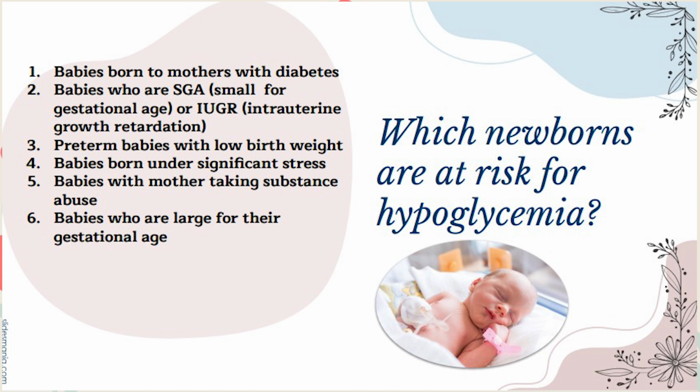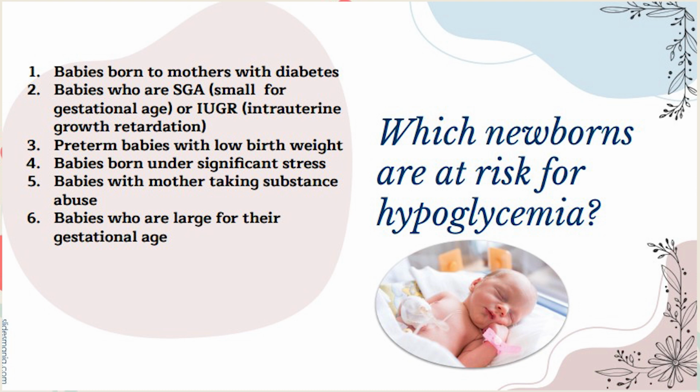The second one is babies who are small for gestational age, or IUGR, which means intrauterine growth retardation. Babies who are preterm with low birth weight. We also consider babies born under significant stress to be at risk for hypoglycemia, and also babies whose mothers took substance abuse during the pregnancy period. And lastly, babies who are large for their gestational age. These are the risk factors that may cause hypoglycemia in newborns.